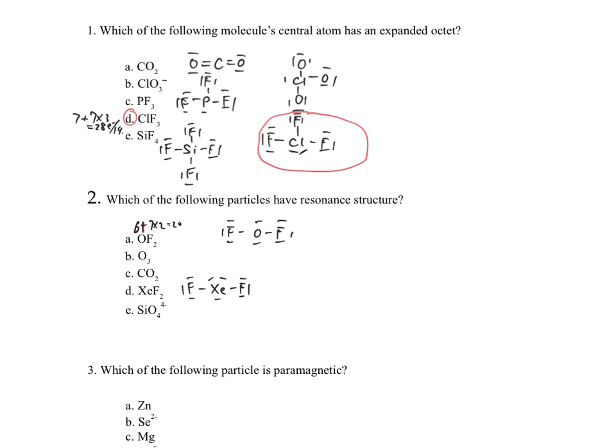So, silicate ion, SiO. This one actually has the exact same electron count as the SiF4 that we did earlier, so it's the exact same structure. 32 electrons, everybody has an octet, and it's all good.